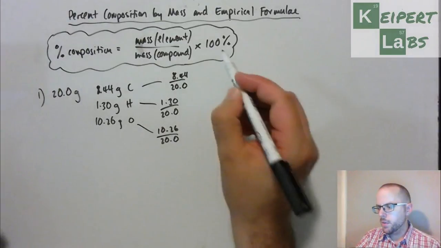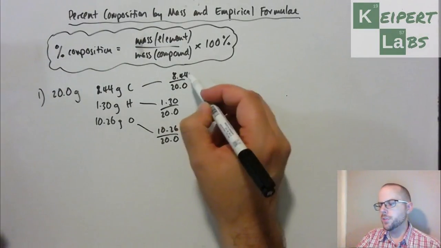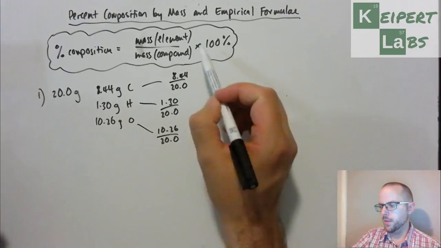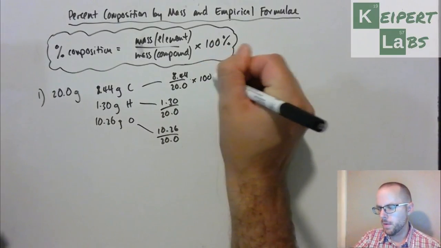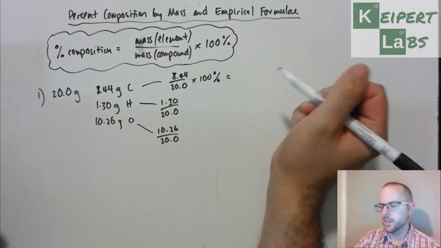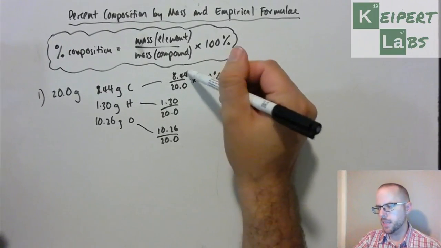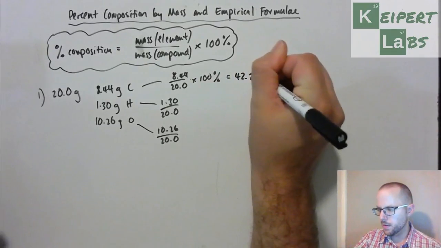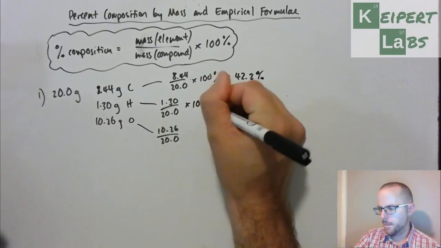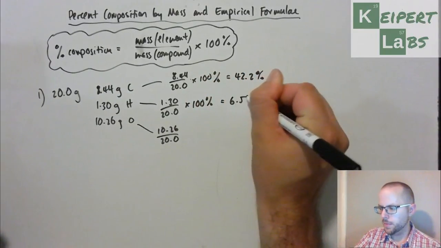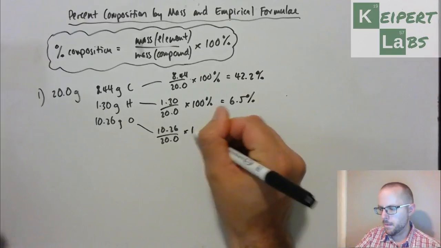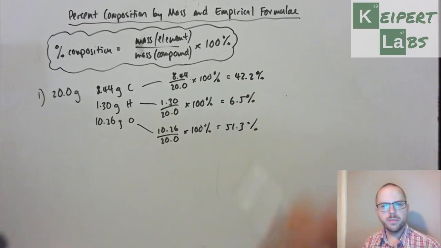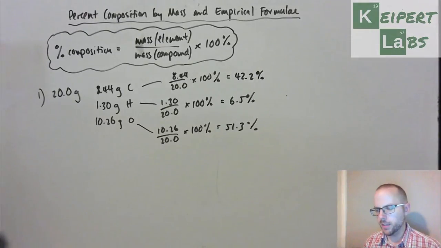Now what we have to do is work out what they are as a percentage. Essentially all we're doing is multiplying this ratio, the mass of the element over the mass of the compound, times 100. So we get 42.2% for carbon, 6.5% hydrogen, and 51.3% oxygen.